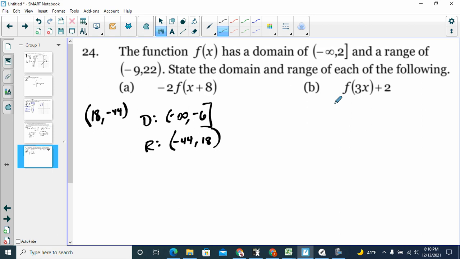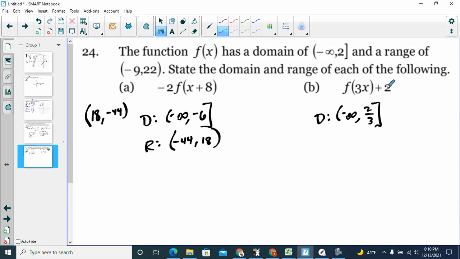Part B, f of 3x, 3 times x, anything next to the x happens to the domain. It's opposite of what you would think. So instead of times 3, we're going to divide by 3. Negative infinity divided by 3 is still negative infinity. 2 divided by 3 is just 2/3, keeps the bracket.